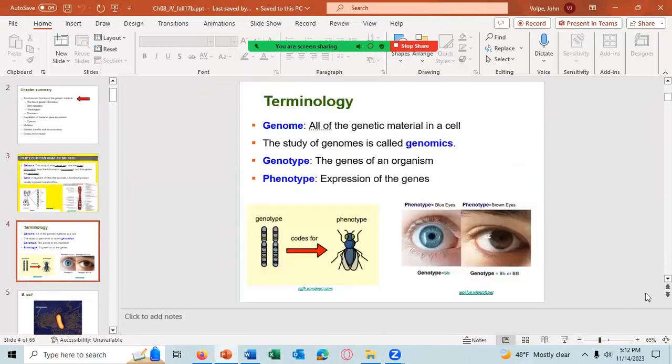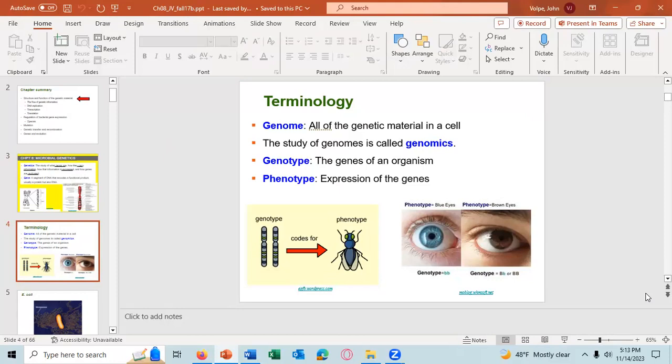All right, the genome is all the genetic material in a cell. We're talking about microbes, where a cell is essentially the microorganism. So for microbes, the genome is also all the genetic material in an organism. The study of genomes is called genomics. A genotype is the genes of an organism.